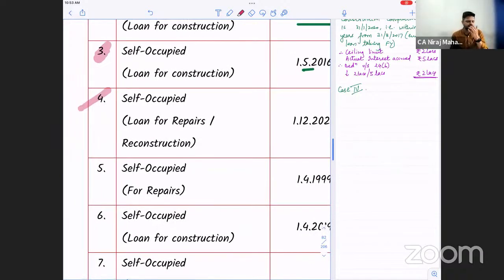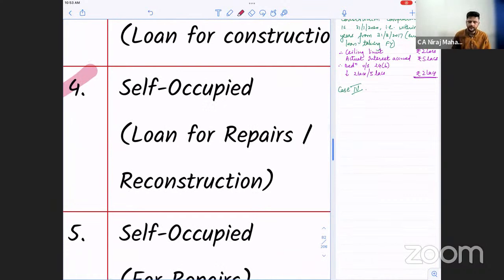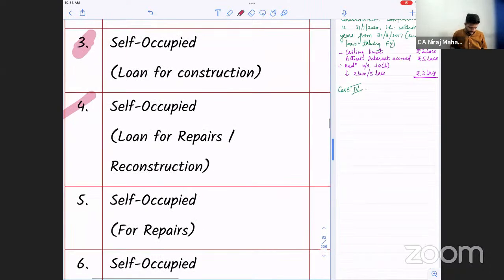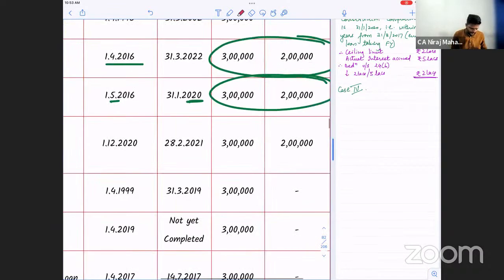Repairs and construction not allowed. When do you arrive at 2 lakhs? Is it construction or acquisition? No. The loan is clearly for repairs or reconstruction. Limit is 30,000, not 2 lakhs. Other things we don't even have to check. Only for 2 purposes can you go towards the 2 lakh ceiling limit. Now it is not satisfying the first condition itself, the purpose of the loan.